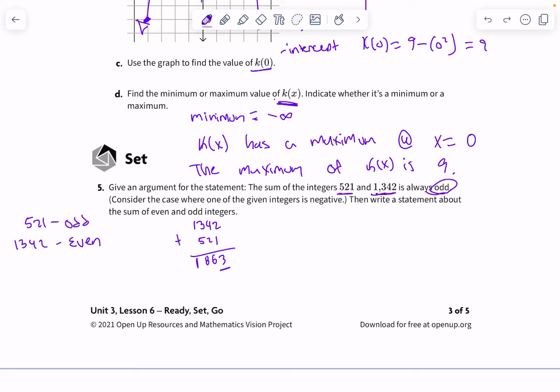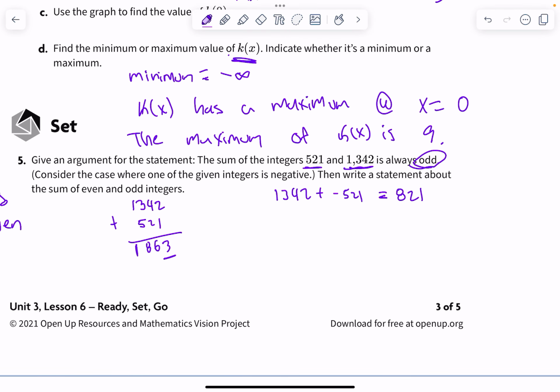It says to consider the case where one of the given integers is negative. So let's do 1342 plus negative 521. What is that going to be equal to? That is equal to 821. How do we figure that out? We're subtracting, right? So 1342 minus 521. 2 minus 1 is 1. Then 3 minus 5, we regroup, we borrow from our neighbor, a cup of sugar. So we get 821. This is also odd.